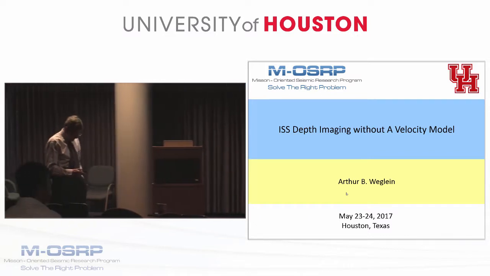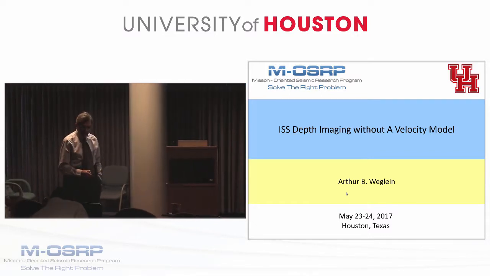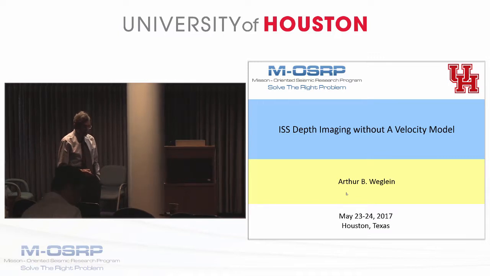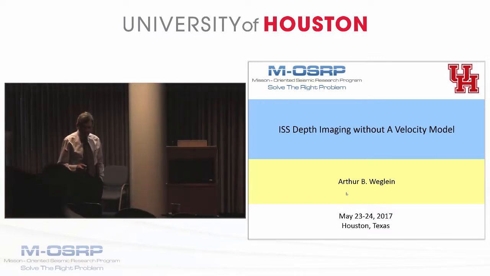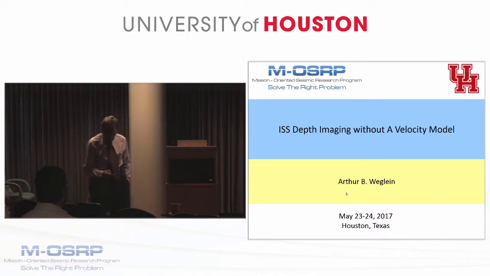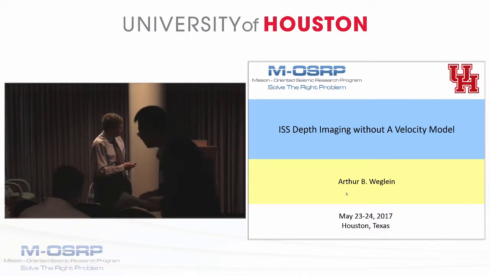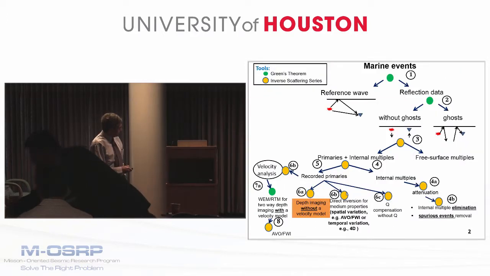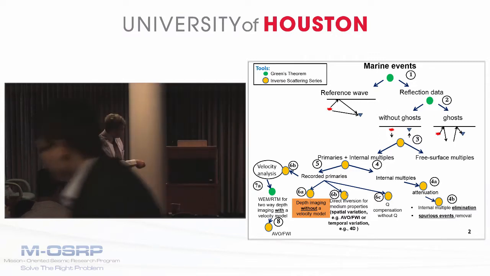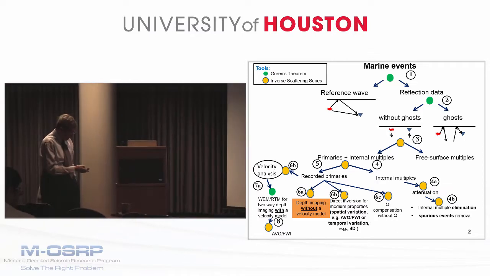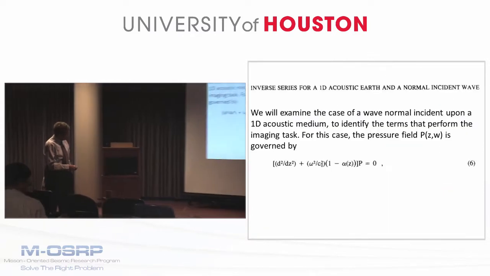So we want to try to explain, to give you some sense of how is it possible to do depth imaging without a velocity, yes? And how does the mechanism work? So it sits over here, after all these pre-processing and multiple removal occur.